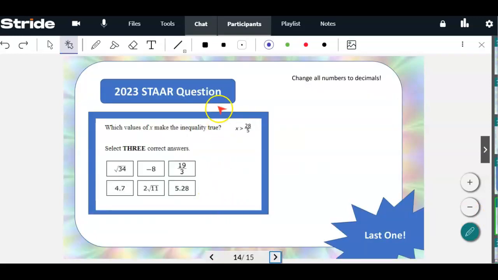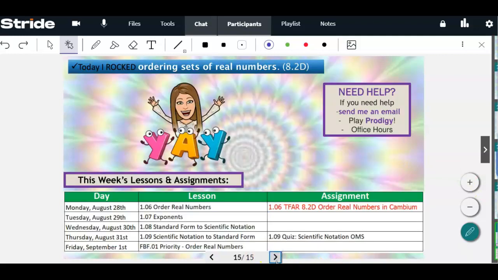Last problem for you to practice. This was also a 2023 STAR question. Let's look at the week real quick. Today's Monday, order real numbers, and then you have exponents tomorrow and so on. You do have a TFAR in Cambian. Make sure you're ready to take that. Go through this lesson completely. Make sure you understand it because it is over ordering real numbers, what we just covered in this recording.